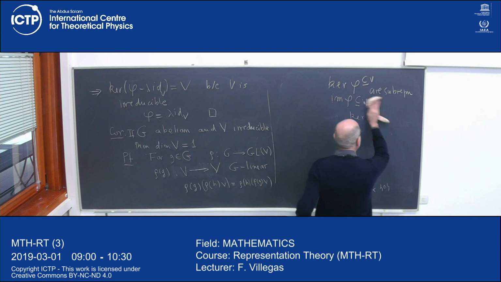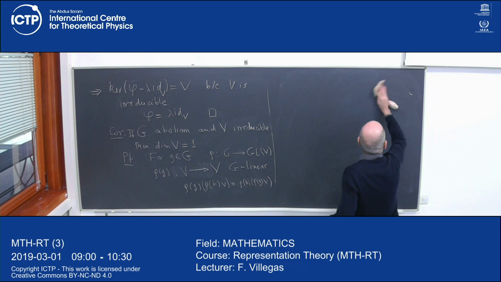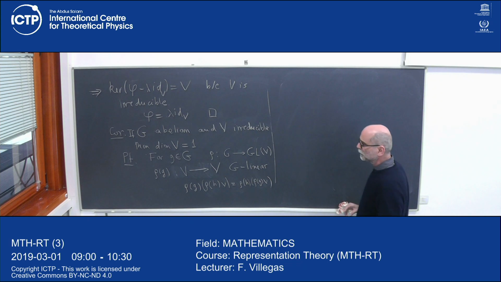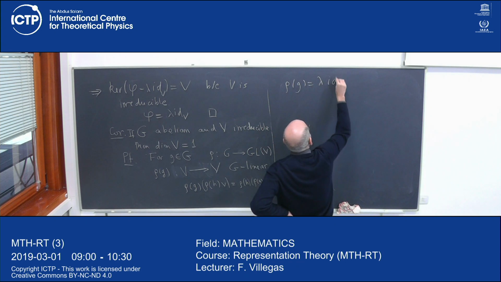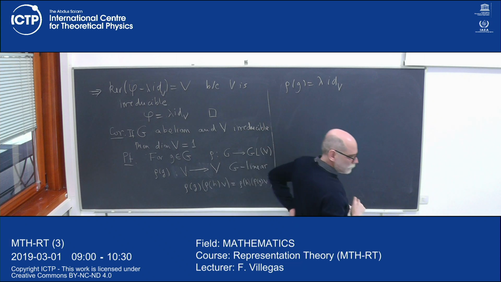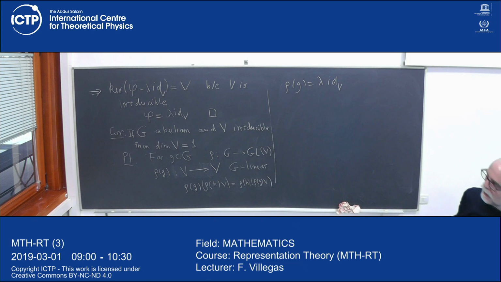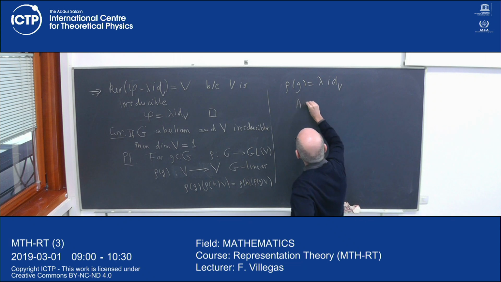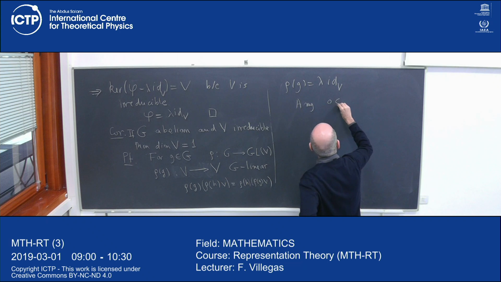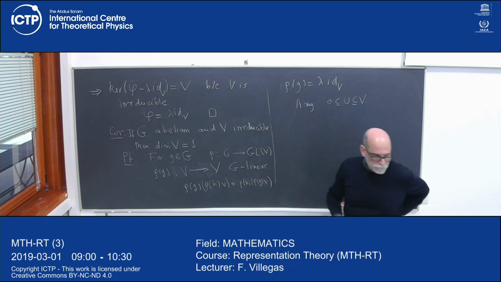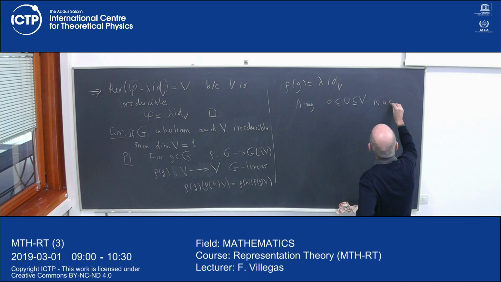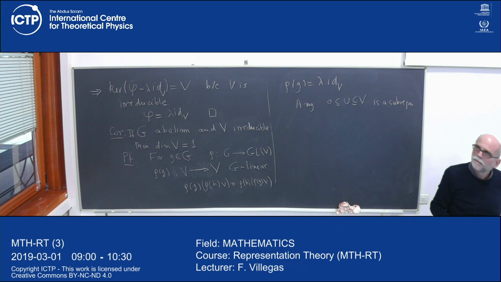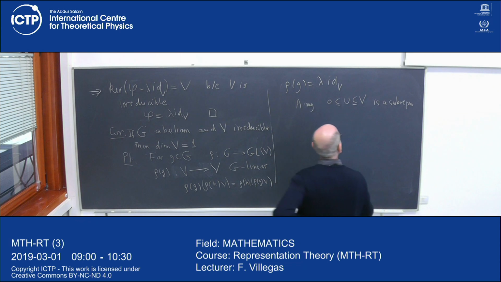And the statement of the corollary is that if you have a G-linear map on an irreducible representation, it has to be a scalar. So rho of g is equal to some lambda times the identity for every g, which means that any subspace of V is a sub-representation, because scalars preserve any subspace, just by definition of subspace.